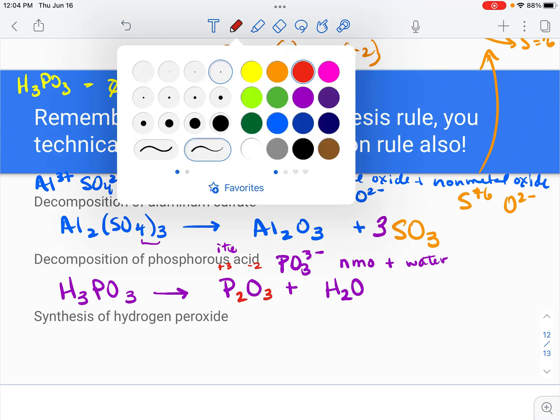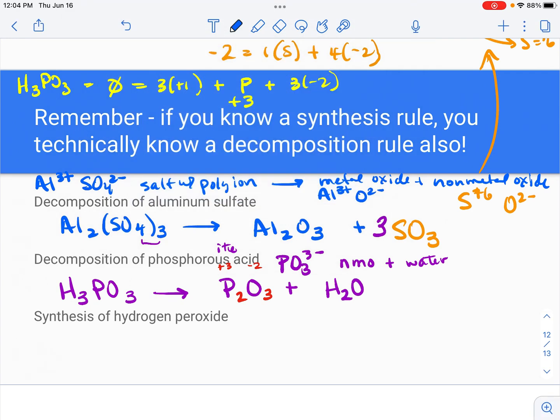And now I can put in coefficients to balance the equation. So I see 2 phosphorus. That gives me 6 hydrogen. And hopefully that balances everything else. I have 6 oxygen on the left and 3 more on the right.